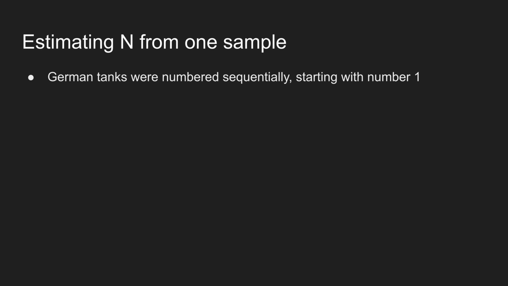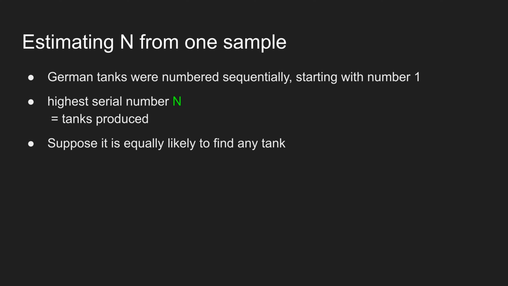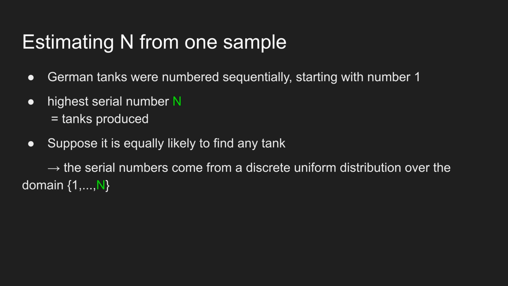Now, we already know that the Germans just number their tanks sequentially, giving the first tank the serial number 1 and then counting upwards, so that the newest tank with the number n would have the highest serial number, and that serial number would also be equal to the number of produced tanks. This also means, assuming that we were equally likely to find the wreck or capture any tank with any serial number, that the numbers we find come from a discrete uniform distribution over the domain 1 to n.